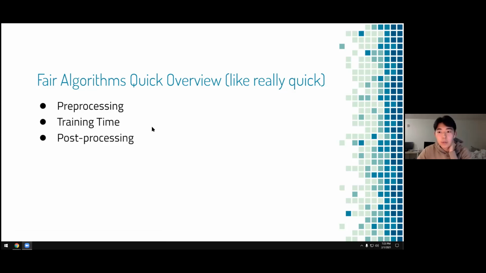Okay, so we're just going to do a really quick run through of the different ways we can ensure fairness algorithmically. So the first is pre-processing. So next slide.